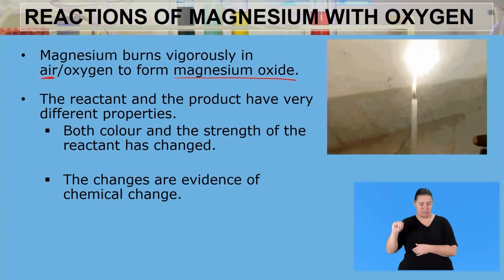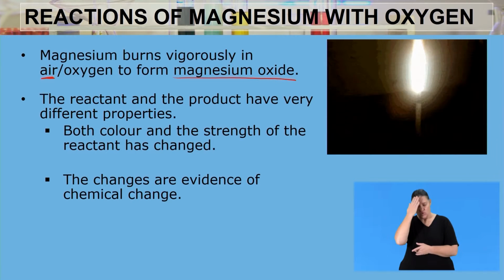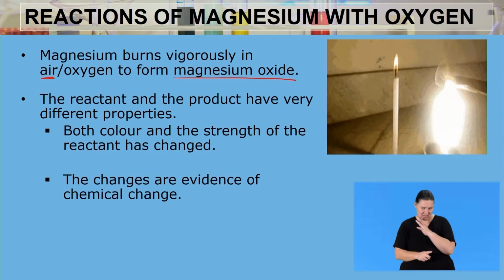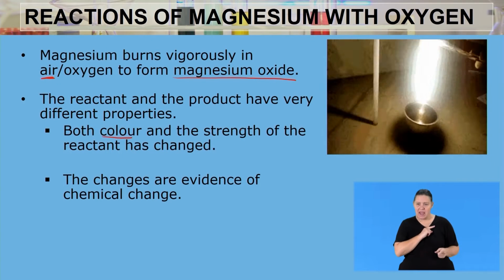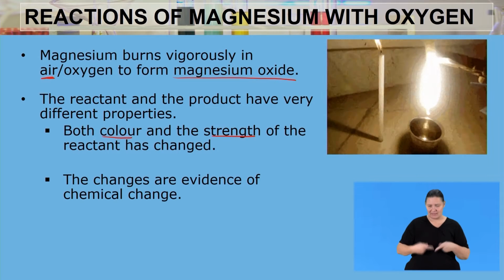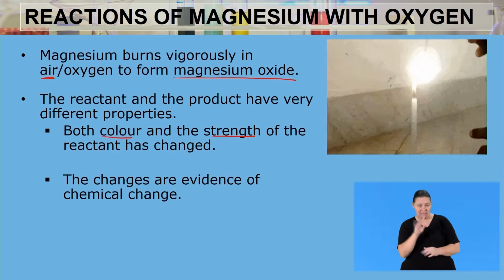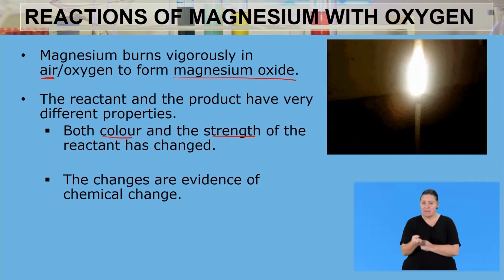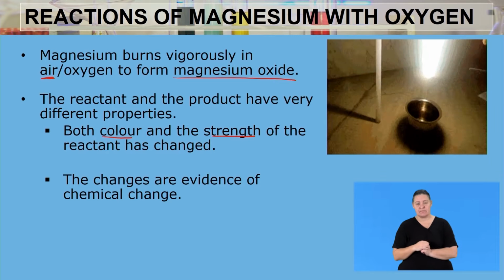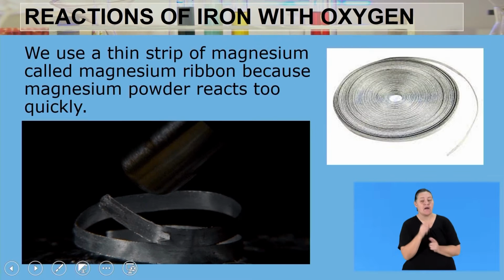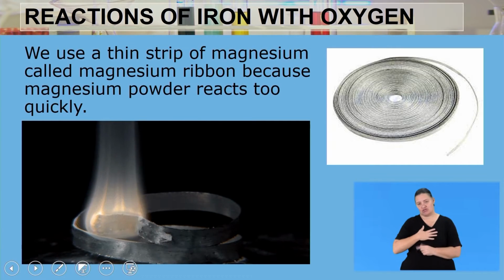Now, the reactants and the products have different properties. We know that the products formed from certain elements have different properties, right? So, how do we know that they have different properties? Both the color and the strength of the reactants are going to change. And once you see that the color of the reactants has changed, that is giving you evidence that a chemical reaction has happened. Now, which chemical reaction are we talking about? That of magnesium and oxygen.